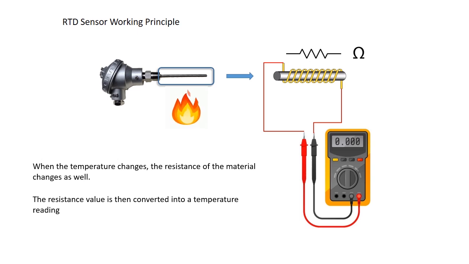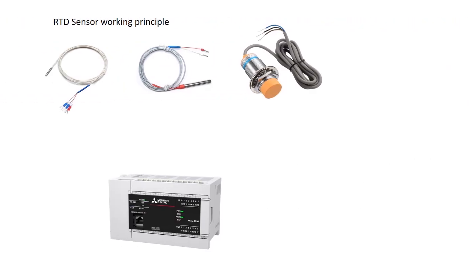Just like the proximity sensor, the RTD sensor also sends an electrical signal to the controller. However, this signal is analog, meaning it represents a continuous range of values rather than just high or low states. You have just seen two different types of sensors and their working principles.